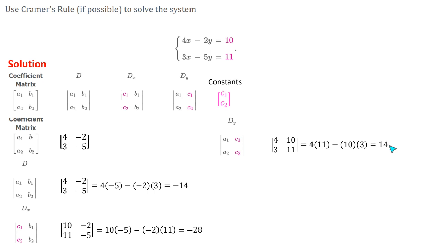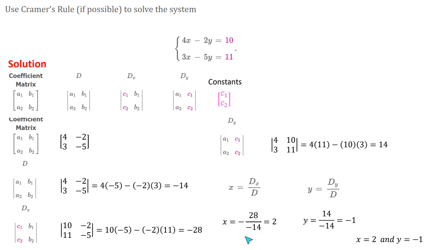Now we can set up x is equal to Dx divided by D, and y is equal to Dy divided by D. So Dx was -28, D was -14. If we divide -28 by -14, we get +2. And for y, we have 14 divided by -14, so we get -1. So our solutions are x equals 2 and y equals -1.